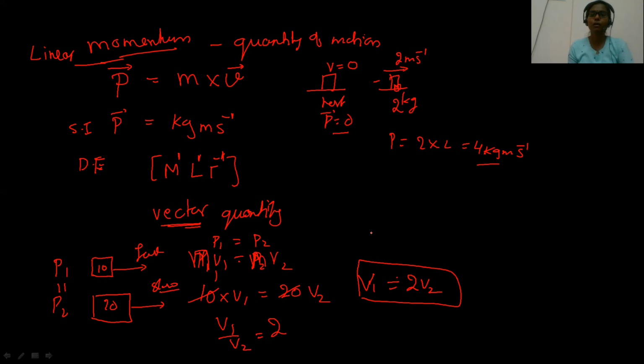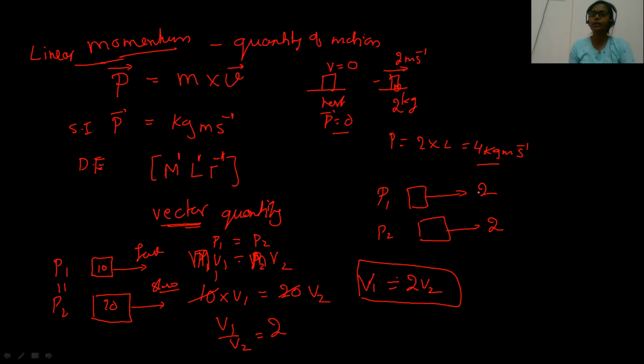Suppose one more problem: both the bodies are going with the same velocities. It is moving at 2 meters per second, and it is also moving at 2 meters per second, both having the same velocities. In that condition, if momentum is provided as equal, which will have more mass? Yes, can you guess, children? Both having the same momentum, same velocity also.